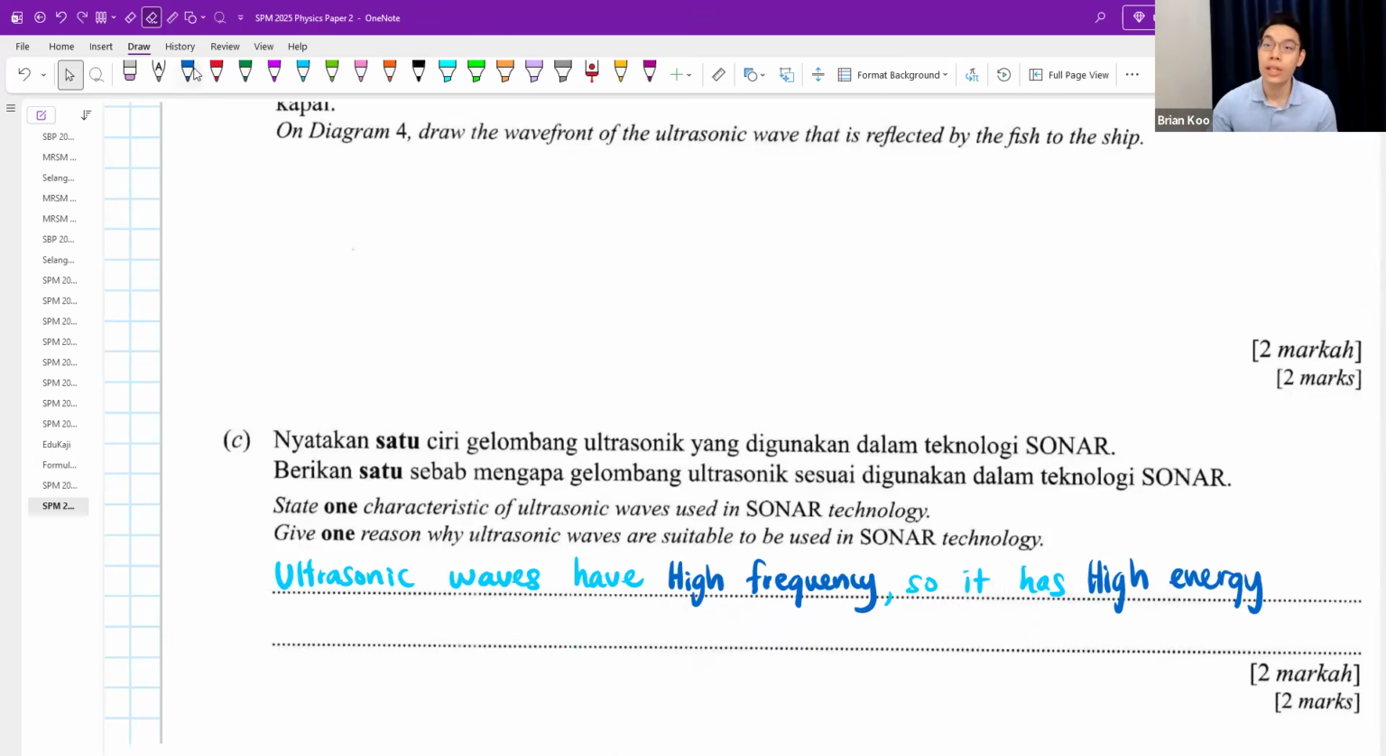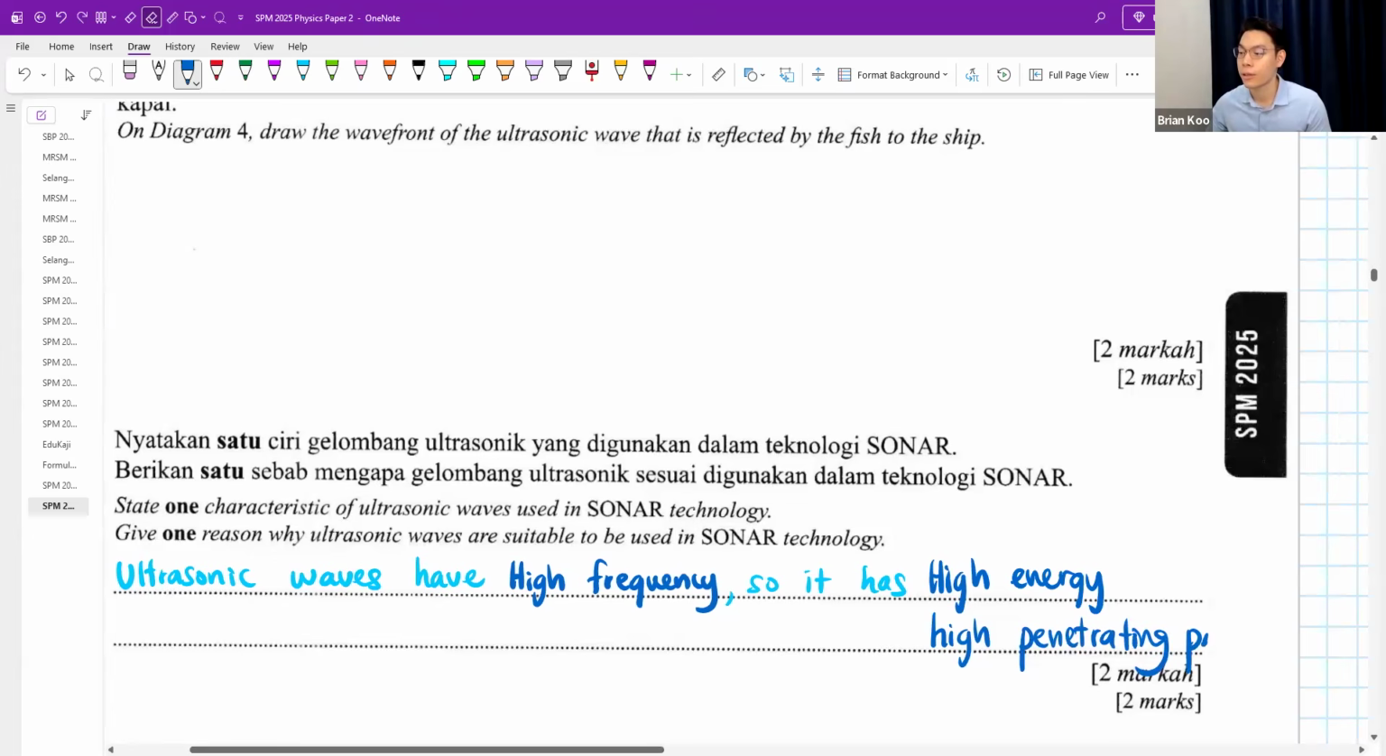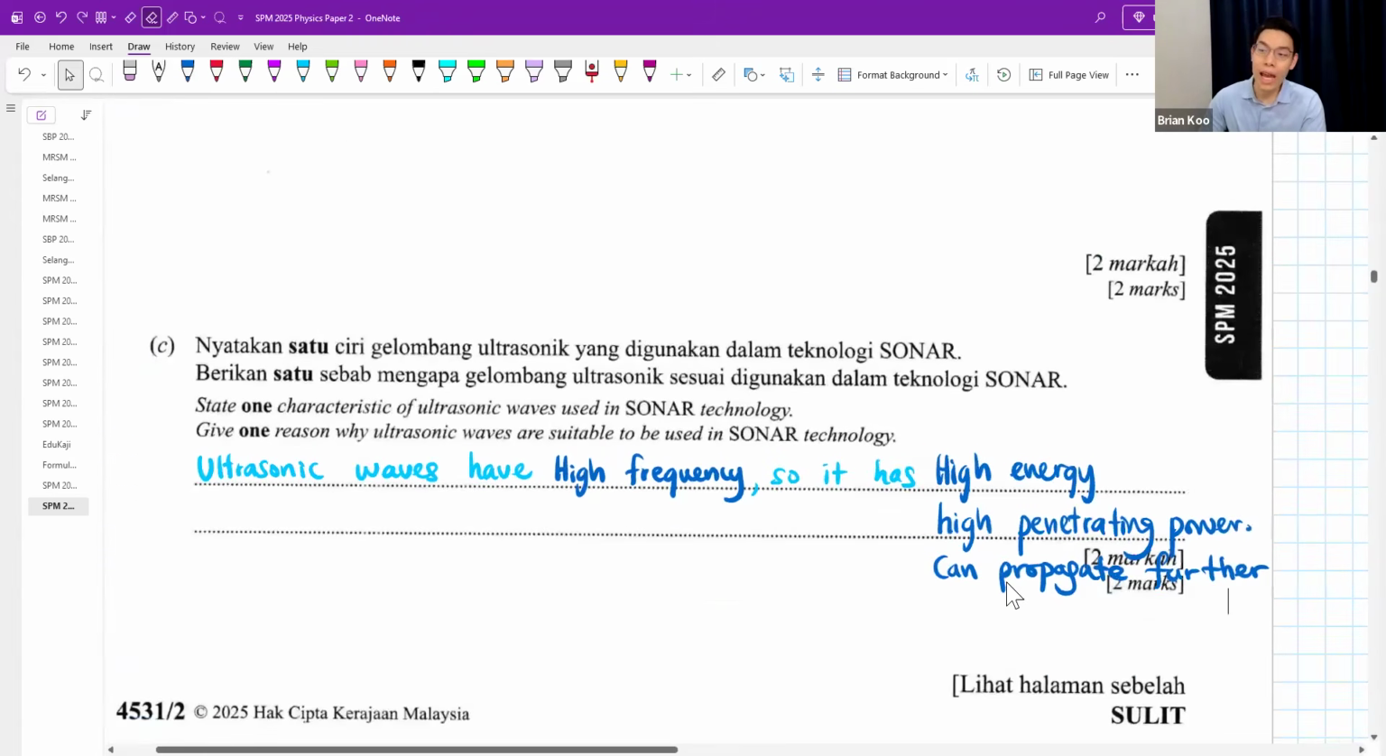Or you want to say, teacher, the reason can I not say high energy? Can I say, so it has high penetrating power? I can also. Or can I say so that it can travel very far, can penetrate very far, can propagate very far? Can also. Can propagate further. You can say can travel further, also accepted. It would be because it has so high energy.